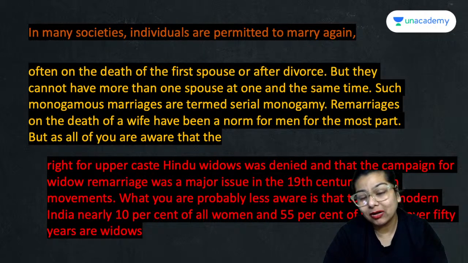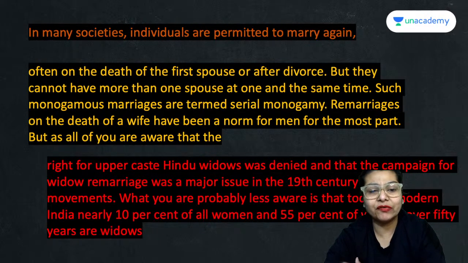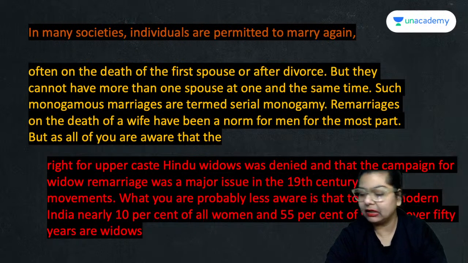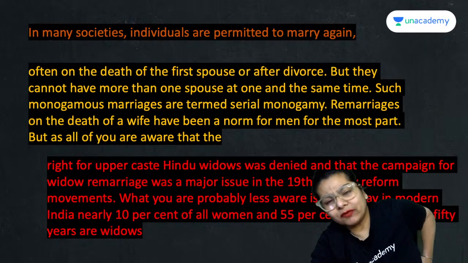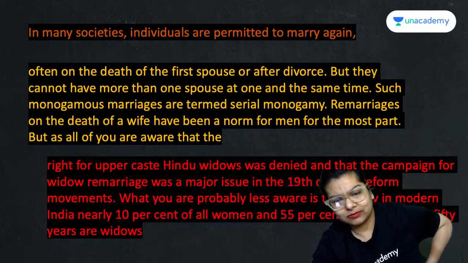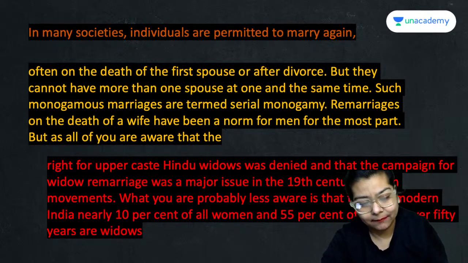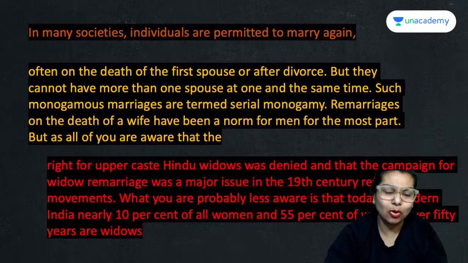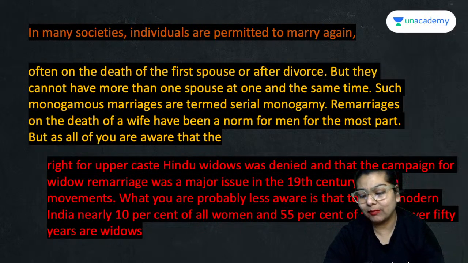What you're probably not aware of is that even today, nearly 10% of all women, and 55% of women over 50 years, are widows. Either their husbands are dead due to accidents, medical issues, or different reasons, and the ladies are widows, not remarried. Why? Somewhere or the other, the custom doesn't allow them to get married one more time.